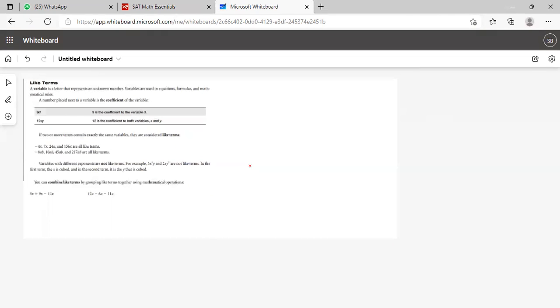Right. Like terms. A variable is a letter that represents an unknown number. Variables are used in equations, formulas, and mathematical rules. What a variable could be A, it could be X, it could be any alphabet which we are using instead of a number when we are trying to find the number. And variables are used in equations when we make equations from a word problem. Maybe 7a equals 70, something of this sort. So it can be used in equations or it is used in formulas.